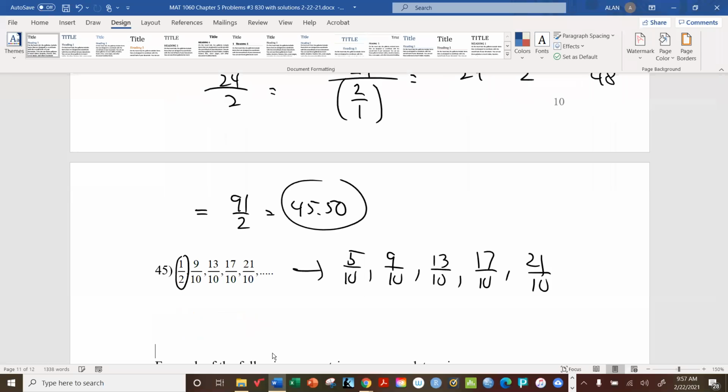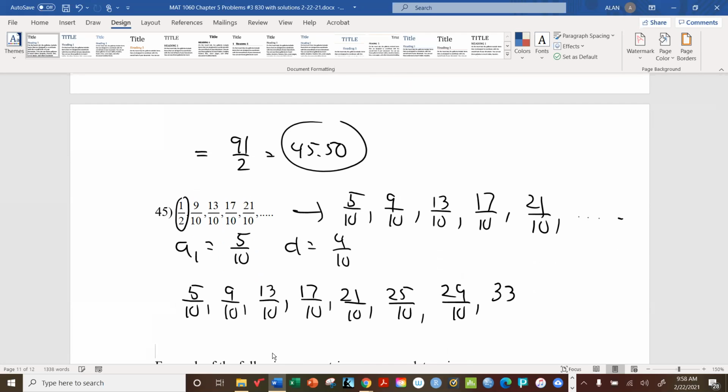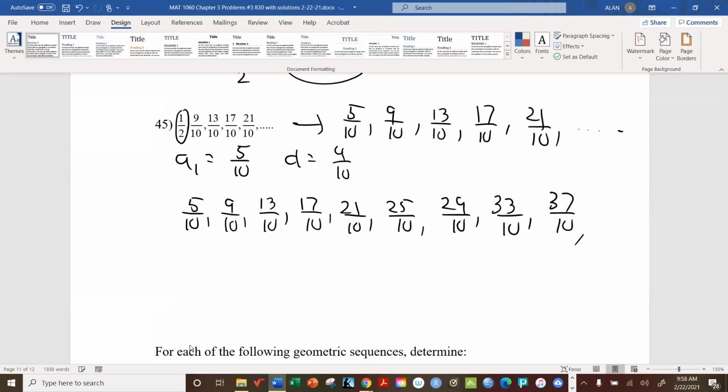And it's easy to see that A1 is 5/10 and the common difference is 4/10. All right. So if you were to continue to write them out, looking for that 12th term, look how easy it is. Oh my God, we got a ways to go here. I guess I'll have to spill over onto the next line. That's okay. One, two, three, 4, 5, 6, 7, 8, 9, 10, 11, 12.